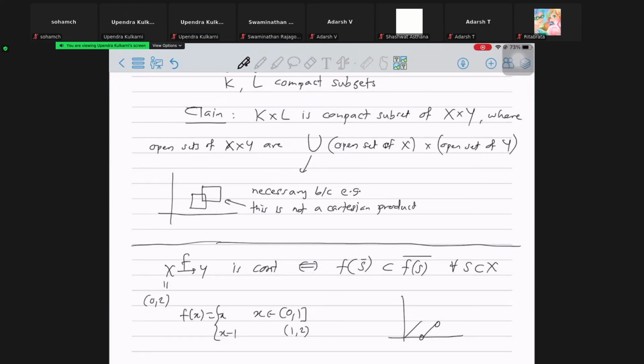Sir, will our last proof work if the cross section is varying?